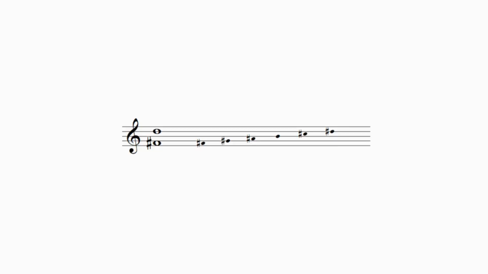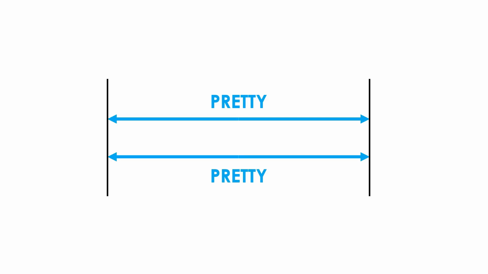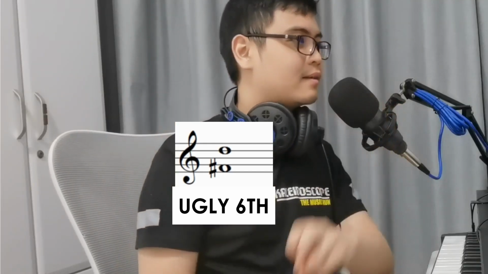Now let's invert the dyad by moving the D up an octave. Now construct a major scale on the now lower note F sharp. We know for sure that the D in F sharp major has a sharp, but in this dyad the D is a D natural. As a result, the quality is no longer pretty. In fact, it is one step less than a pretty interval. So let's call this quality ugly. So this particular interval is an ugly sixth.